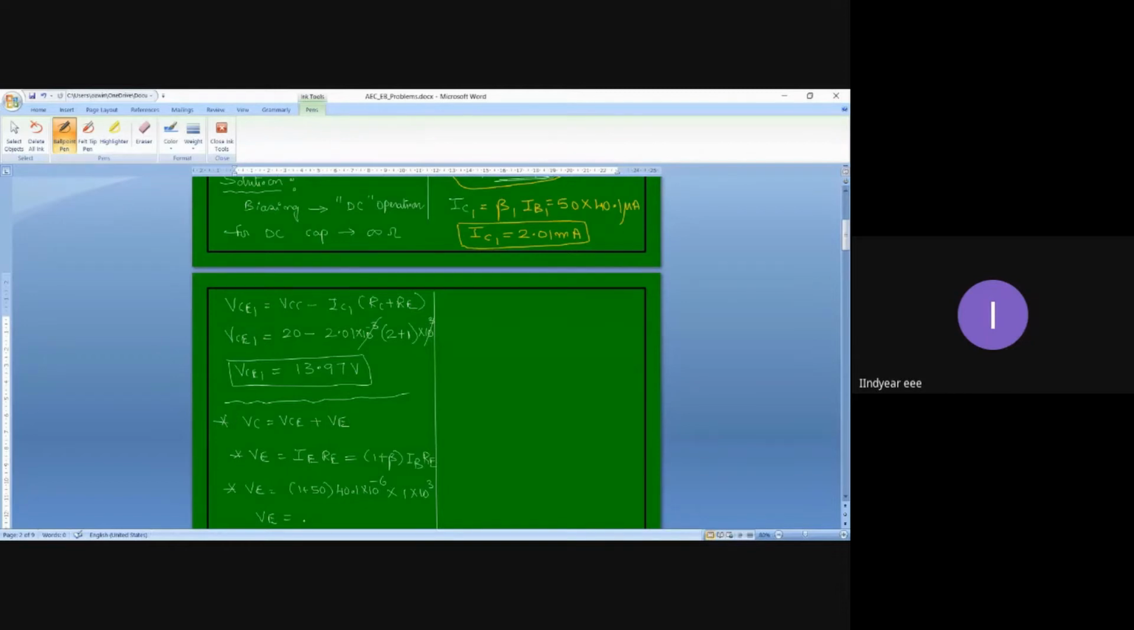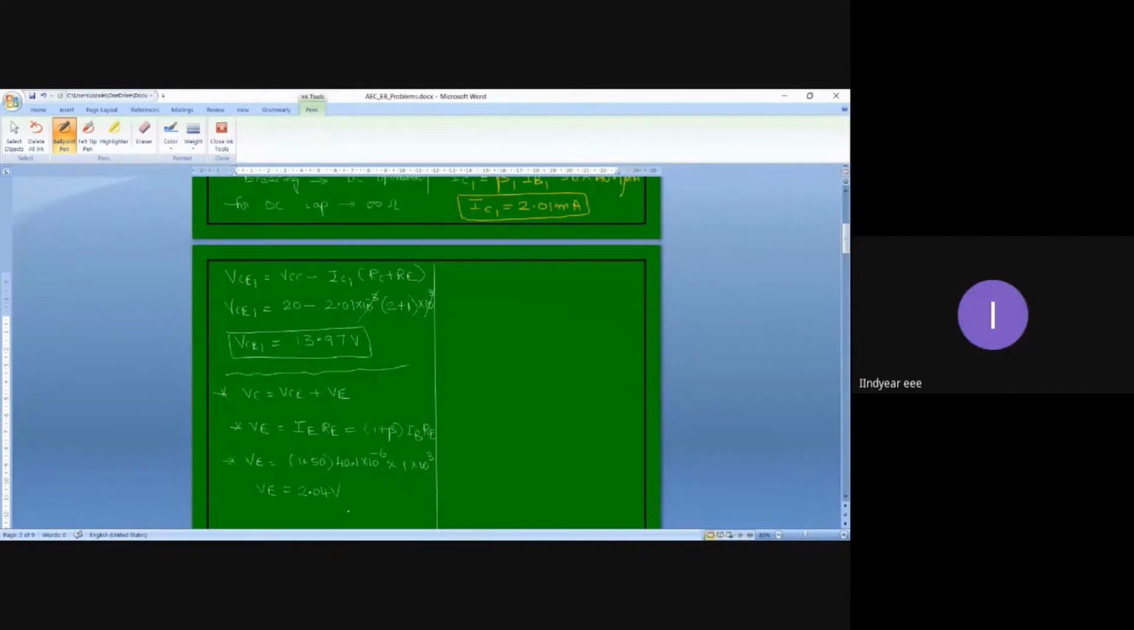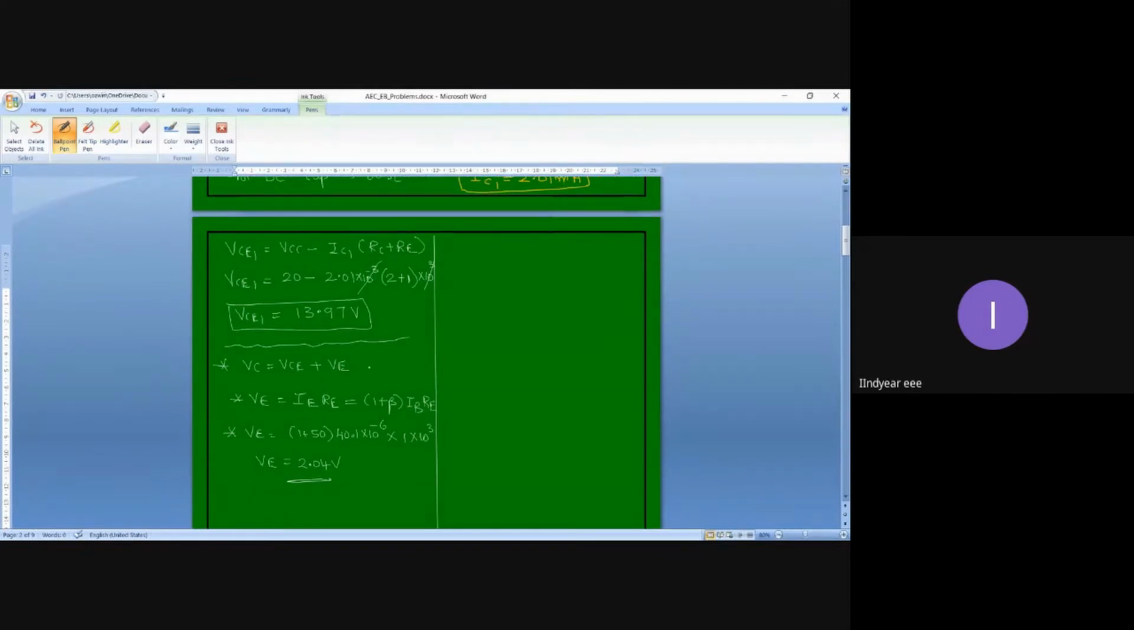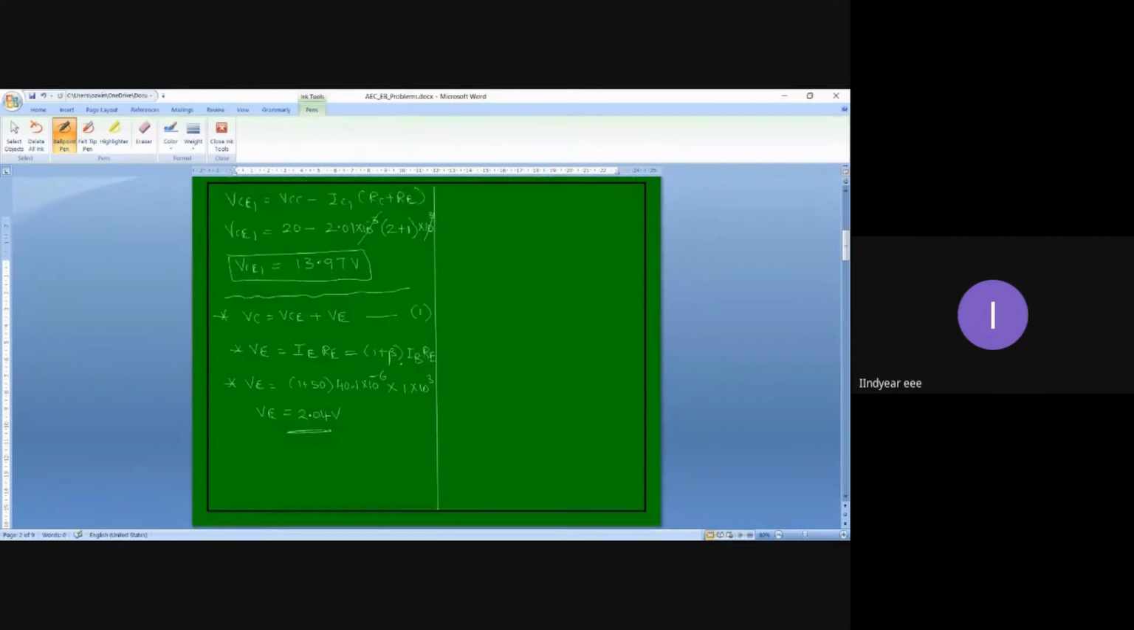How much will you get? Around 2 volts? 2.04. Okay, 2.04 volts. So that's your VE. Having known VE, you will be able to find VC. You can substitute VE in equation 1, so you would get VC.